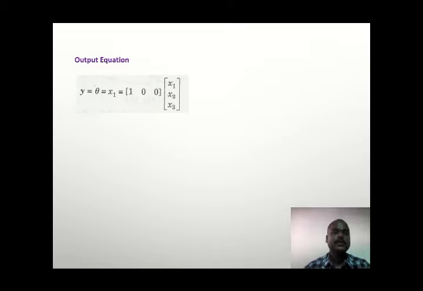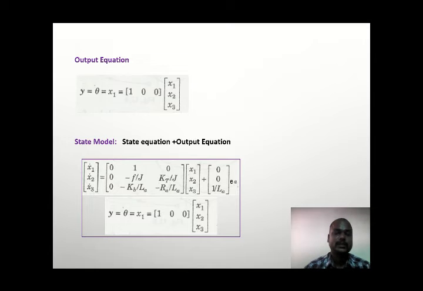So accordingly the output equation can be obtained here for x1, which is theta, given by this C output gain matrix multiplied by the state matrix, and the overall state equations plus output equation will be represented in a state model, and that is shown here with each set of equations.